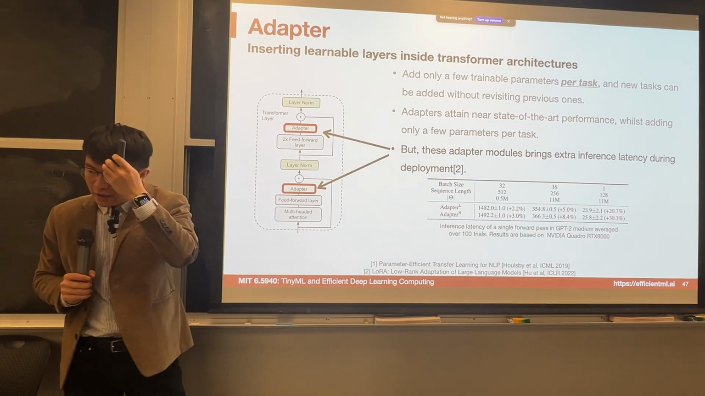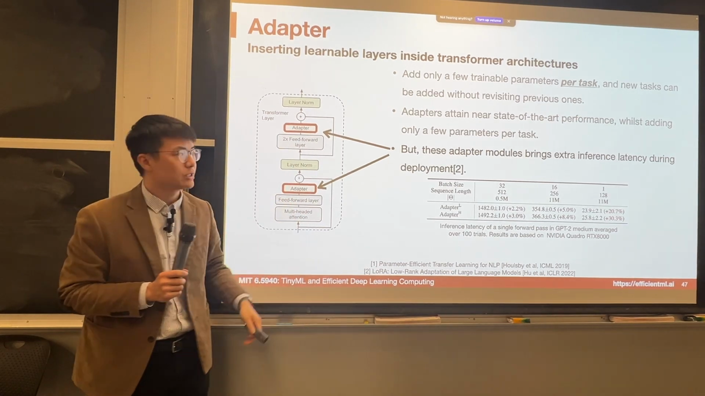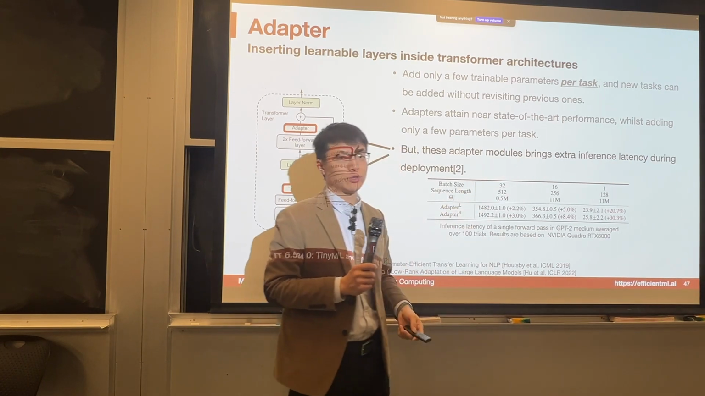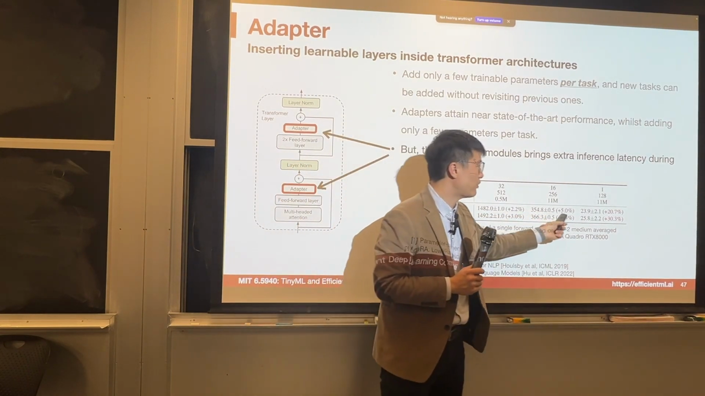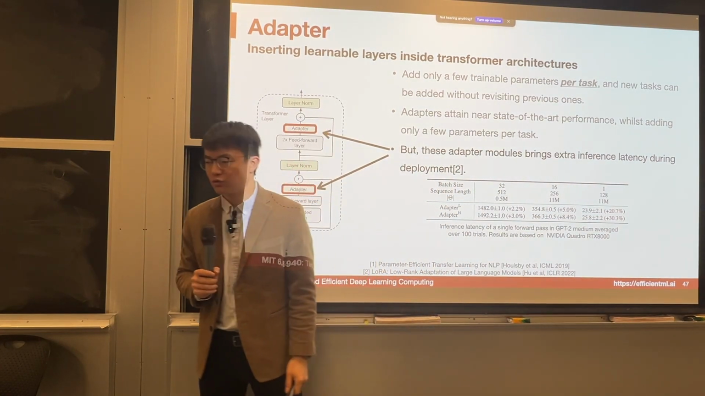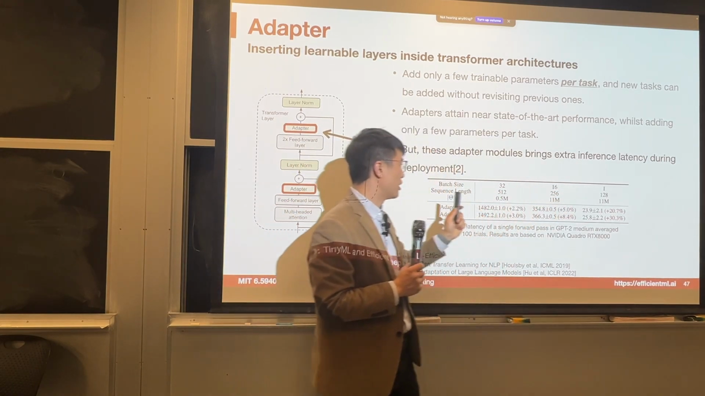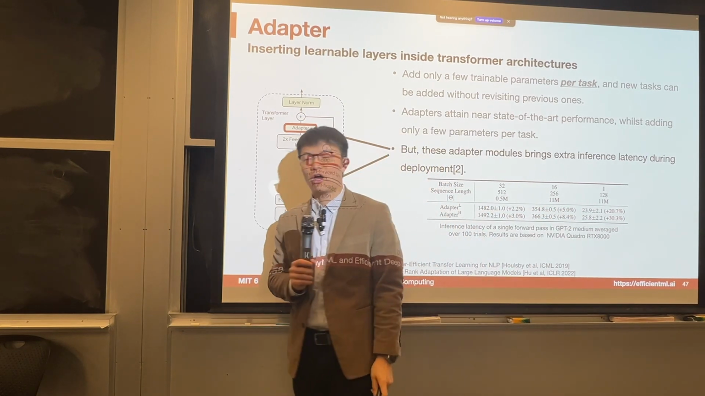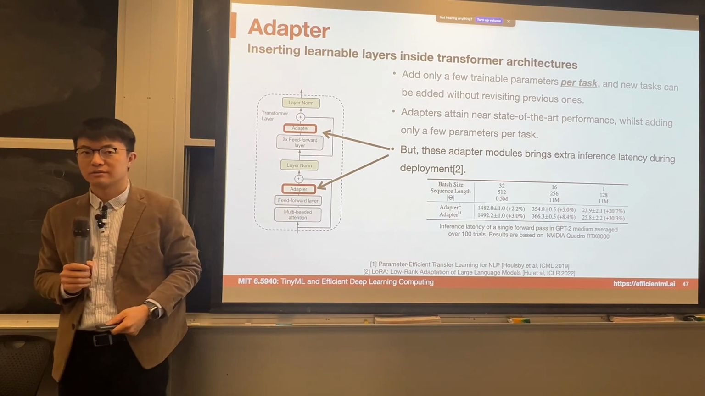But there is a drawback, right? So we need these adapter modules to be inserted into the original network. So it actually brings the inference overhead from 2% to 5% up to 20 or 30%. So that's something we need to be aware of, especially when the batch size is small and also when the sequence length is short, the overhead is larger since we have to insert new layers.